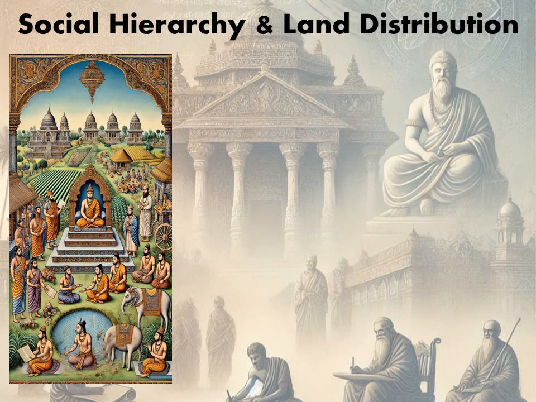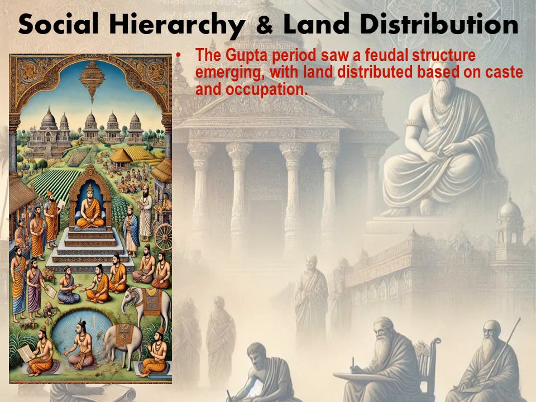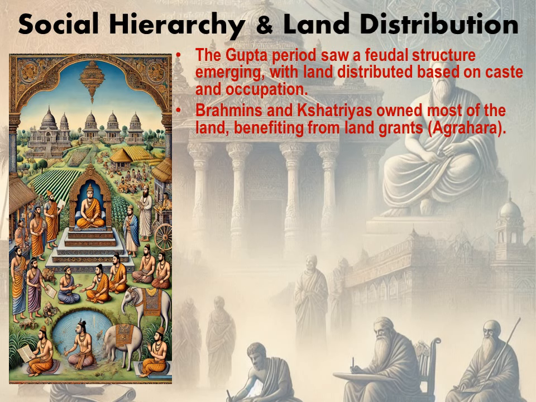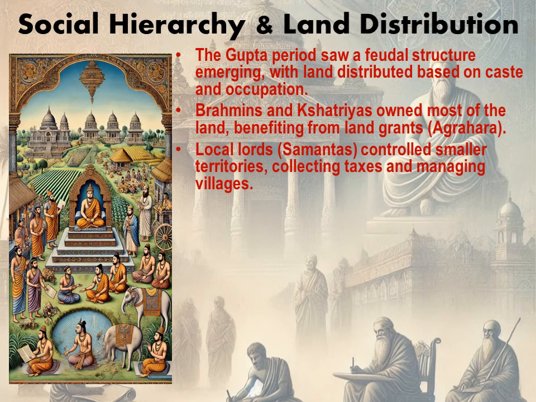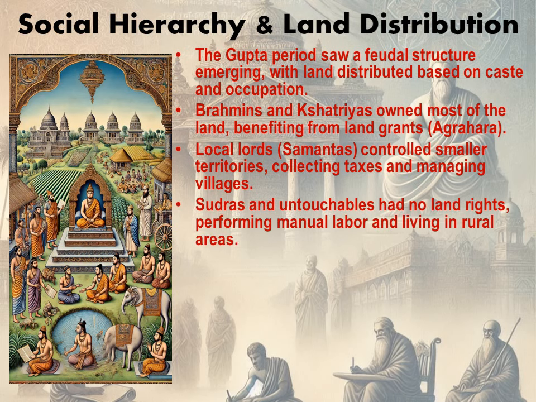Social hierarchy and land distribution. The Gupta period saw a feudal structure emerging, with land distributed based on caste and occupation. Brahmins and Kshatriyas owned most of the land, benefiting from land grants, agrahara. Local lords, samantas, controlled smaller territories, collecting taxes and managing villages.